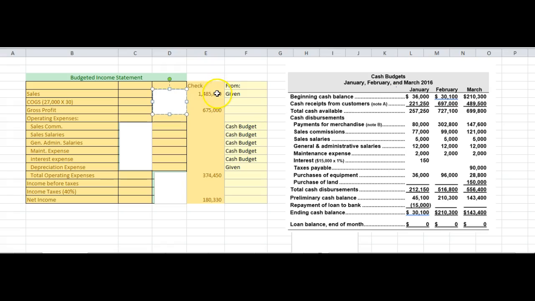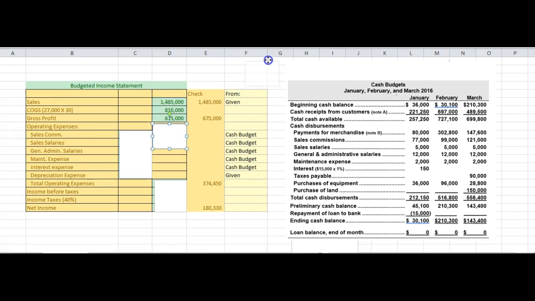Sales, I gave it to you. It was a given out here at the side, remember? So we had sales of $1,485,000. Cost of goods sold was 27,000 times $30. You just had to multiply that. And then you subtracted to come up with a gross profit of $675,000. And then these were just pull-ins from over here.